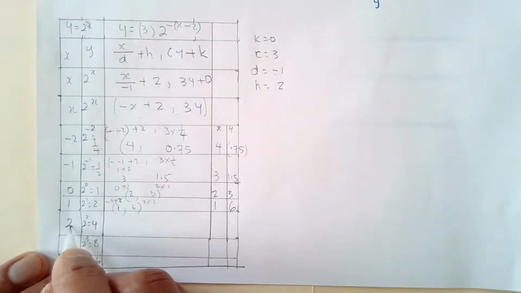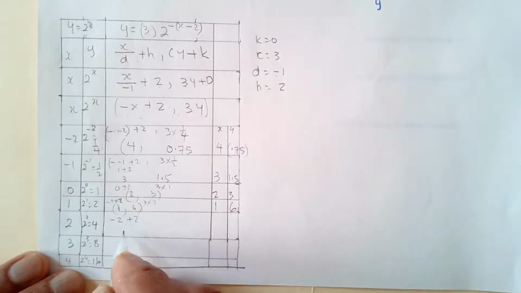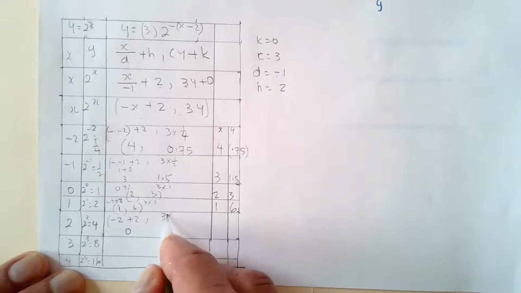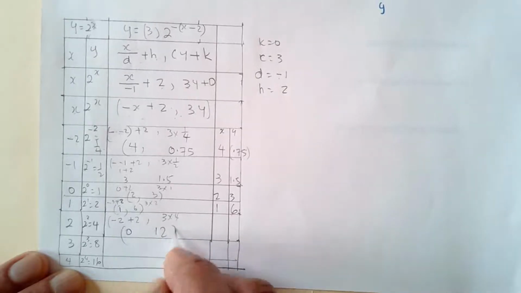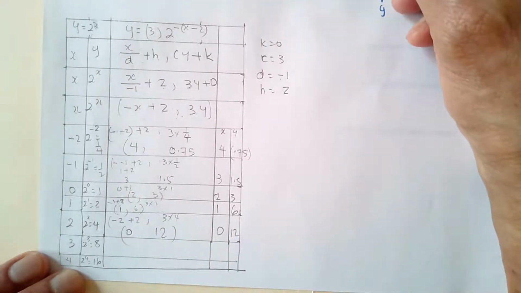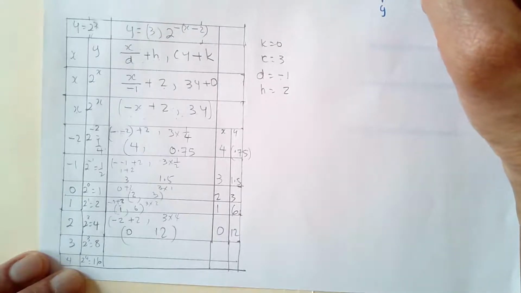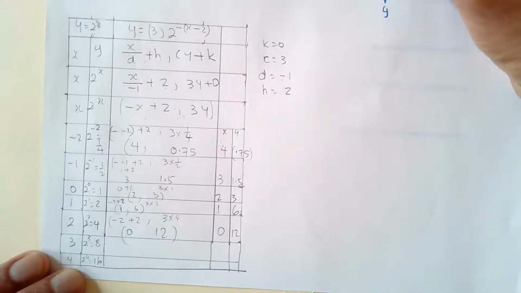Now we have x is -2 plus 2, we have 0. And then we have 3 times 4. Oh, no, 3 times, yeah, 3 times 4 is 12. X is 0, y is 12. Let's try and connect these points here so I wouldn't get lost.